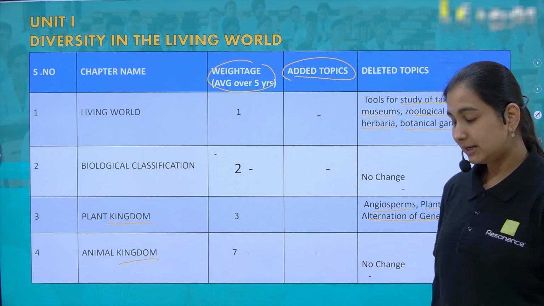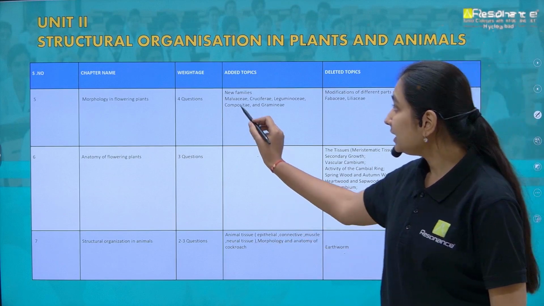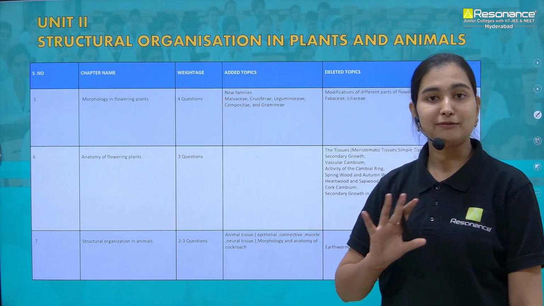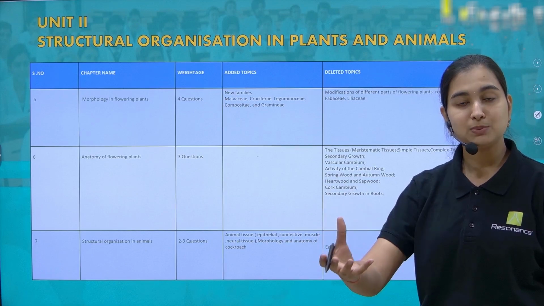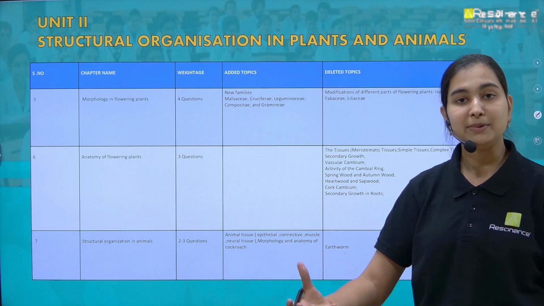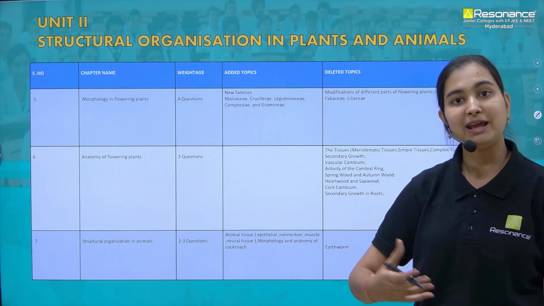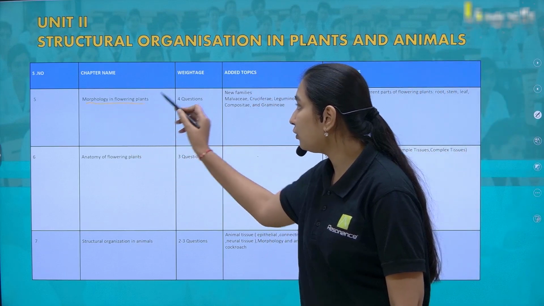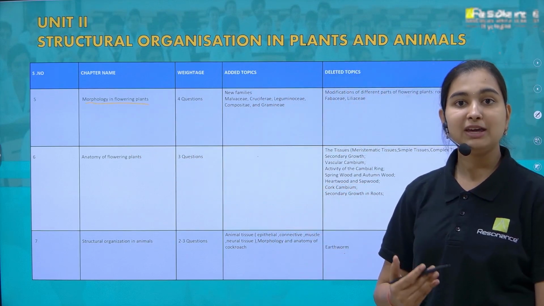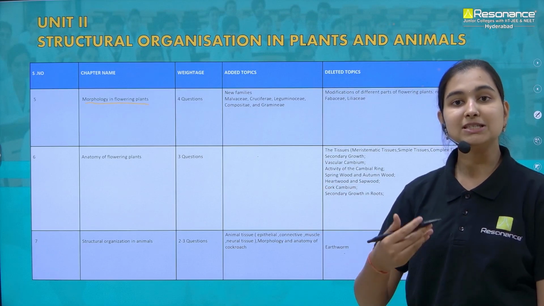Now let us go to the next. Even here, the weightage is on average over a period of 5 years: how many questions we are expecting, or are coming, from that particular chapter every year. Next, talking about the next chapter, morphology. In morphology, we have some added part, and some part is deleted as well.